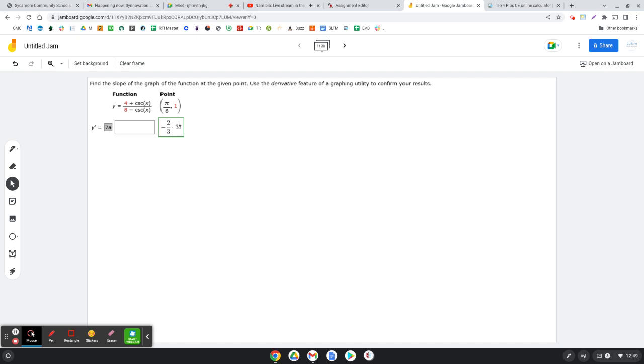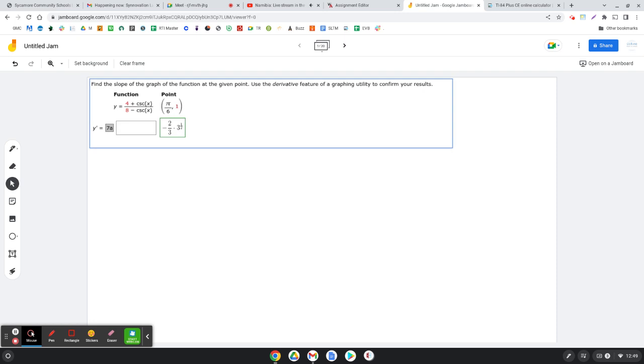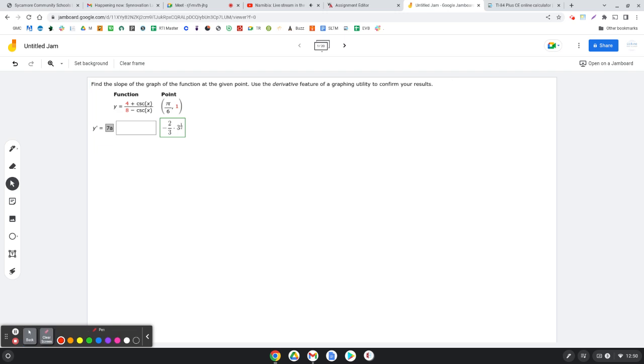So, if you're just joining us, we are trying to do a difficult problem that we could do in our calculator, but we cannot do it and get an exact answer. So what we're going to have to do is get our answer and then check it in the calculator. In order to do that, we're going to have to use the quotient rule. So the high function is 4 plus cosecant of x. The derivative of the high function, you might need to use your little derivative sheet for that, is negative cosecant of x, cotangent of x.